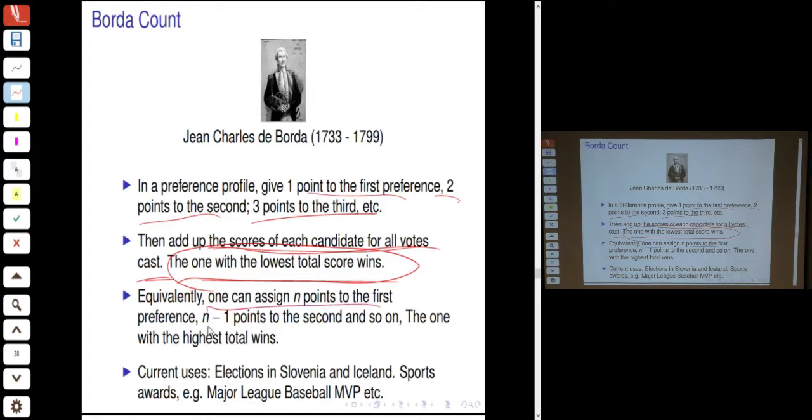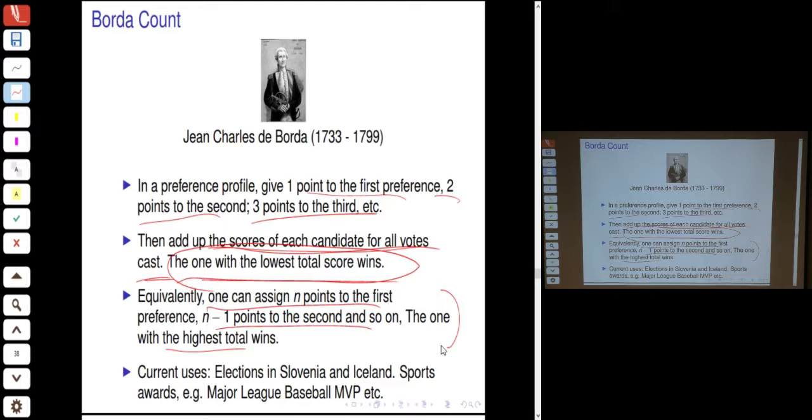Equivalently, one can assign n points to the first preference, n minus 1 points to the second preference, and so on. The one with the highest total wins. So you can just flip the order: you can give high points to people placed at the top of the list, and then you have to declare as the winner the person who gets the highest total number of points. So these two are equivalent points of view.